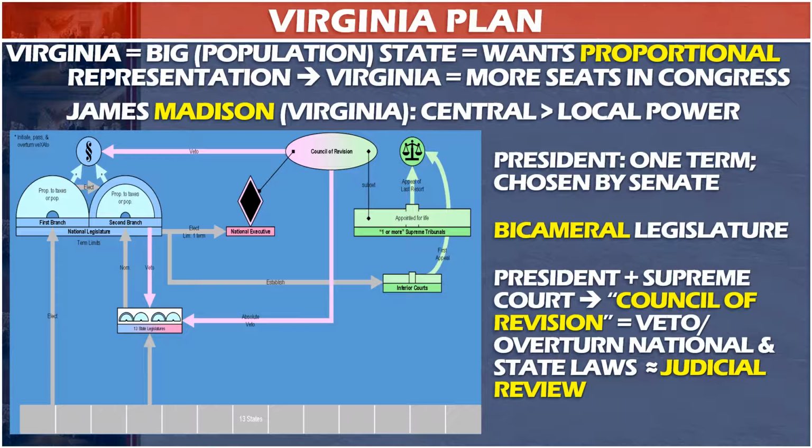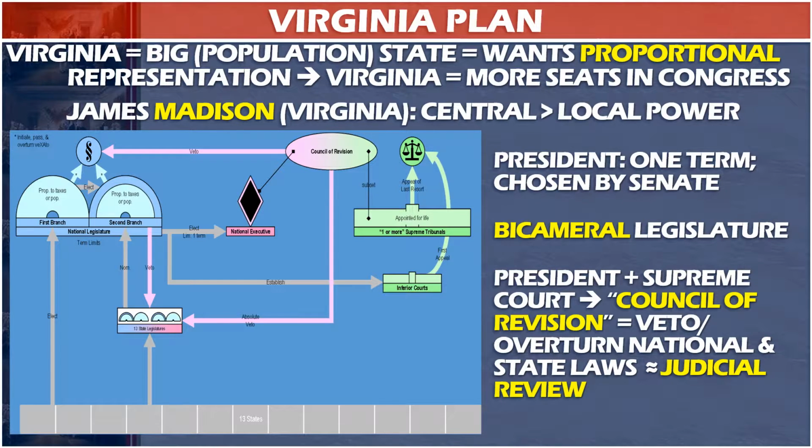It also had kind of a different thing called a Council of Revision, and this was sort of like the Supreme Court, and it sort of anticipated the idea of judicial review. So the president, in conjunction with basically the Supreme Court, would create a Council of Revision, and they would be able to veto legislation coming from the legislature, but they could also overturn both national and state laws that they considered unwise.